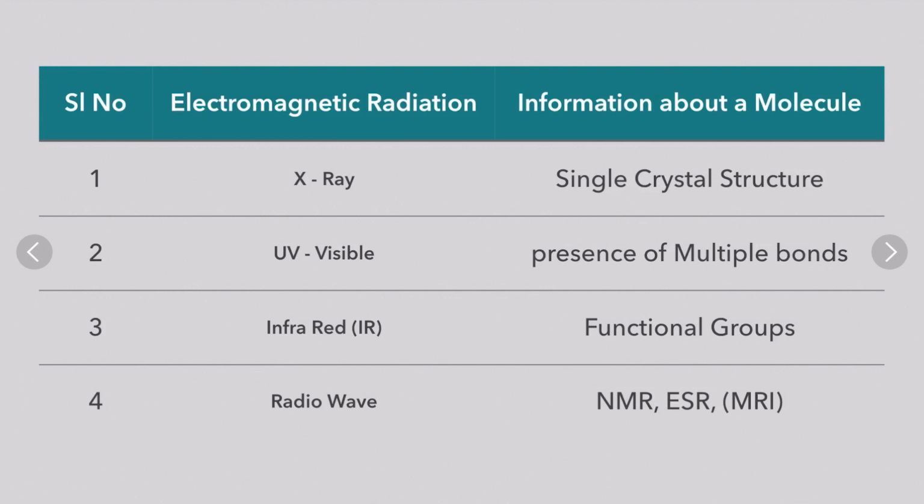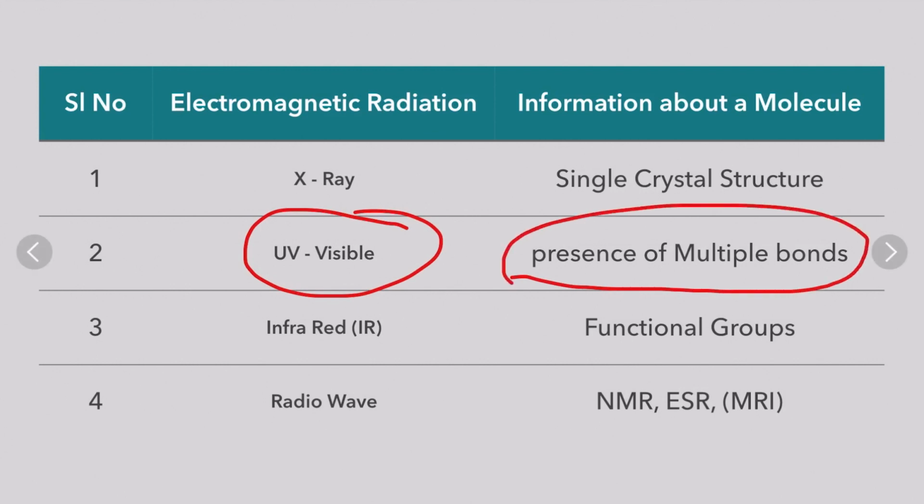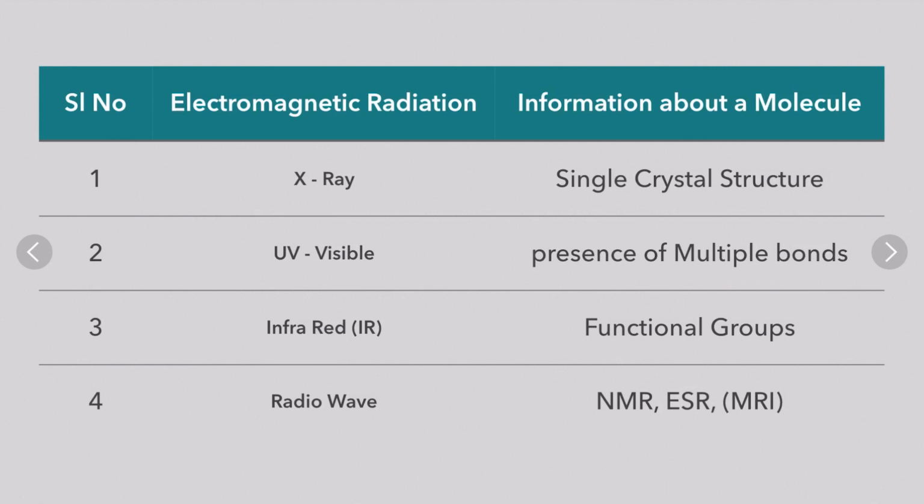Before we proceed with how absorption takes place, if we look back at the different categories of electromagnetic radiation, we have the X-rays. From X-rays, the information we get is the single crystal structure. This is a rather new topic, widely used now by organic chemists, where you can determine the structure of a molecule. Then we have the UV visible, which is usually used for the presence of multiple bonds. The more double bonds or conjugation in a molecule, the more you can understand that from the absorption spectroscopy of UV visible.